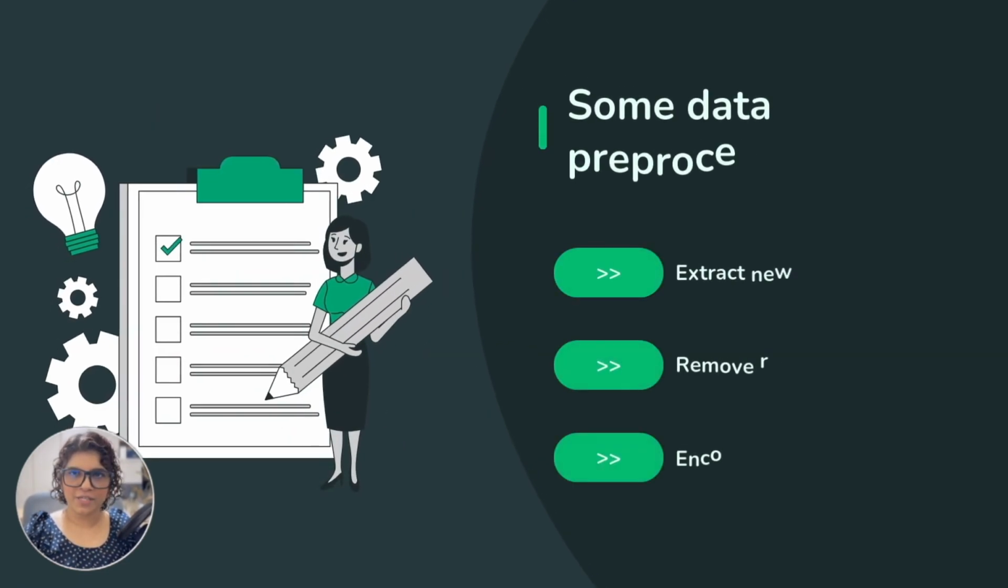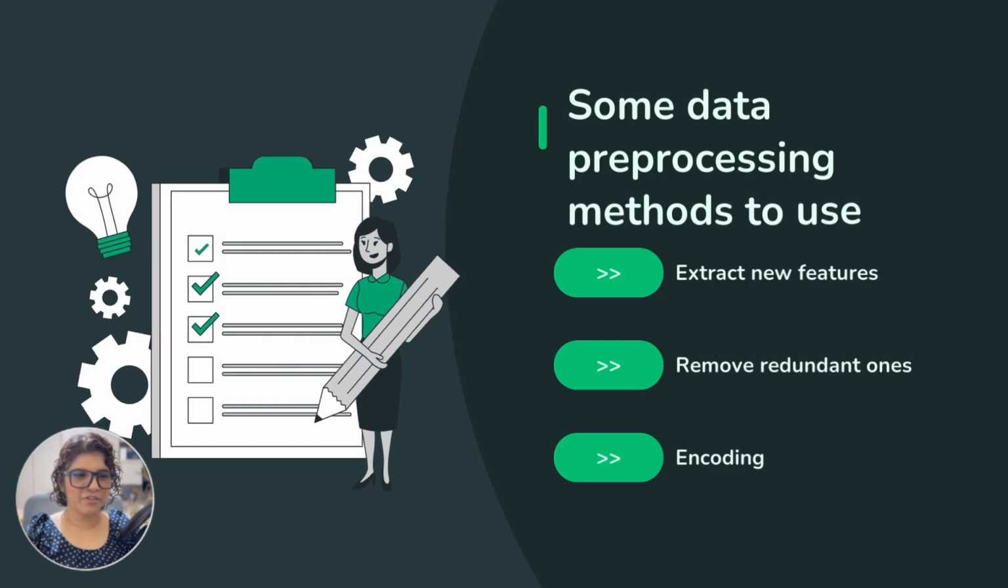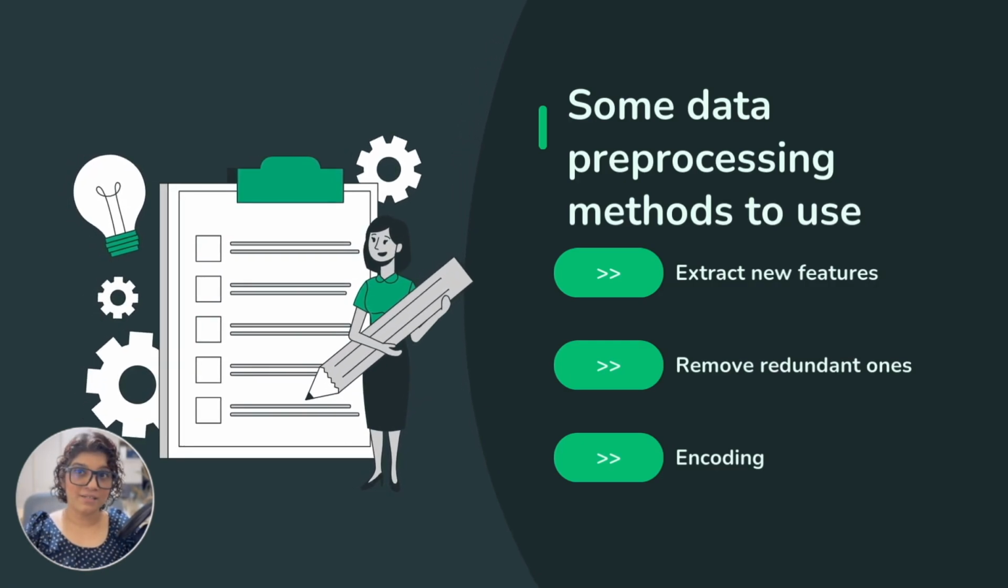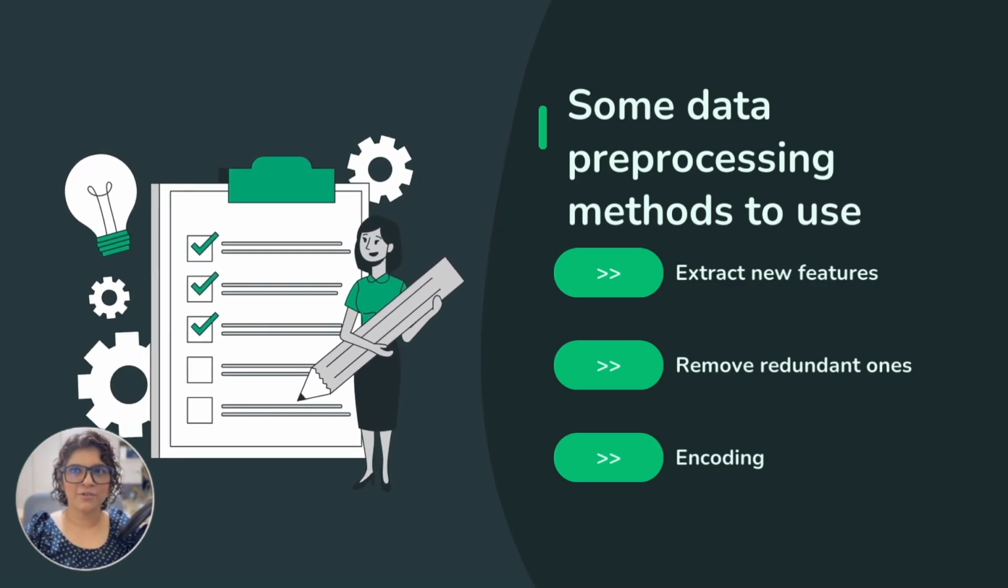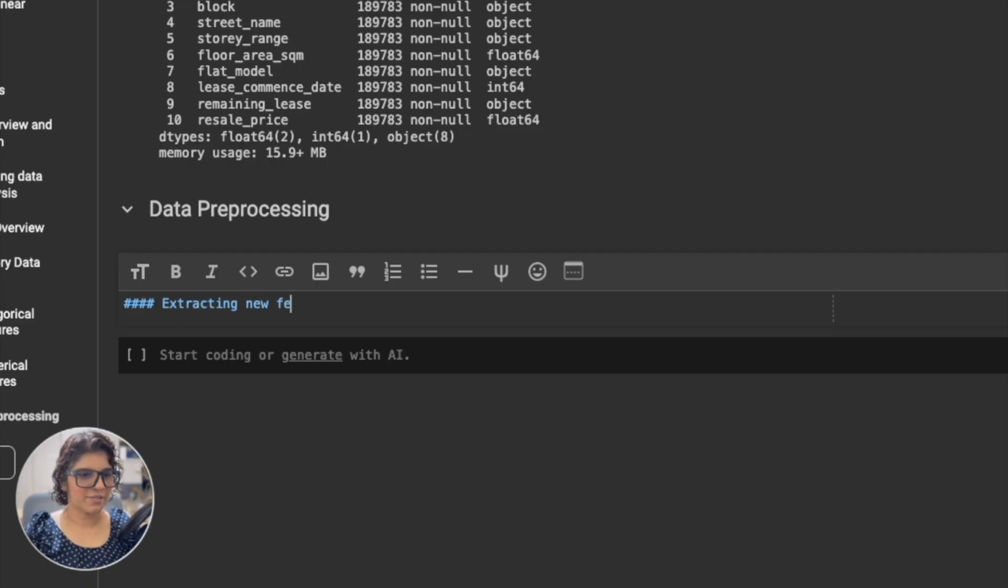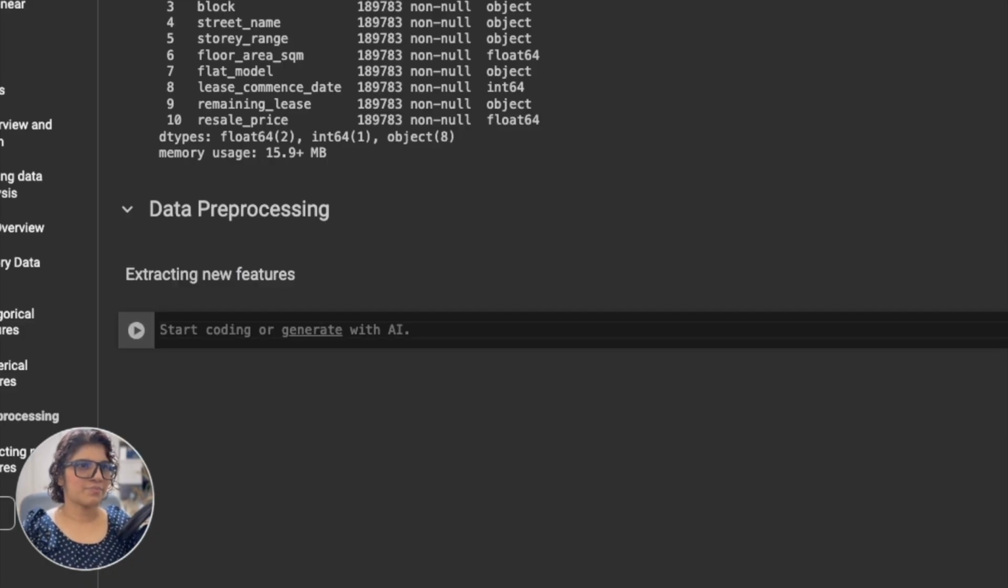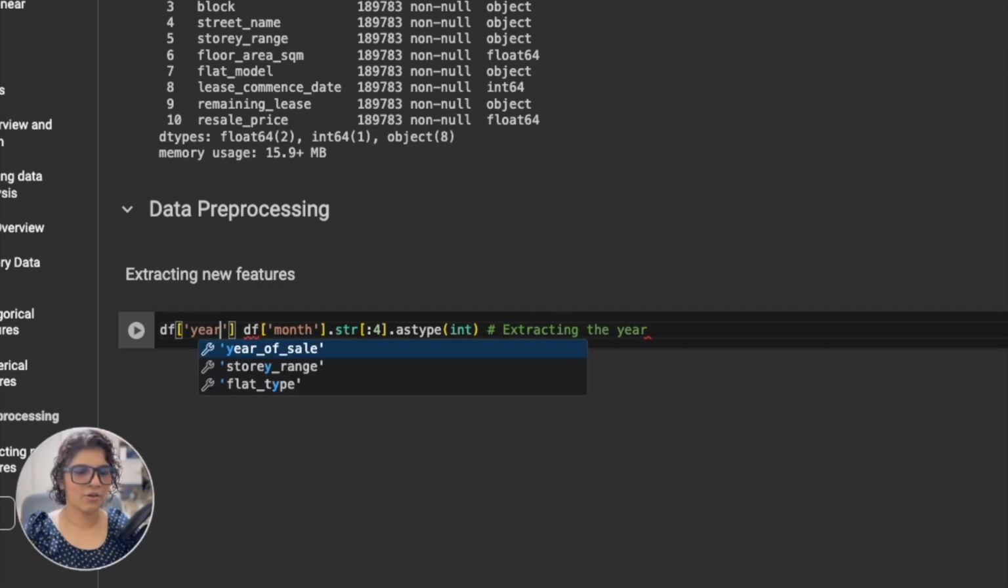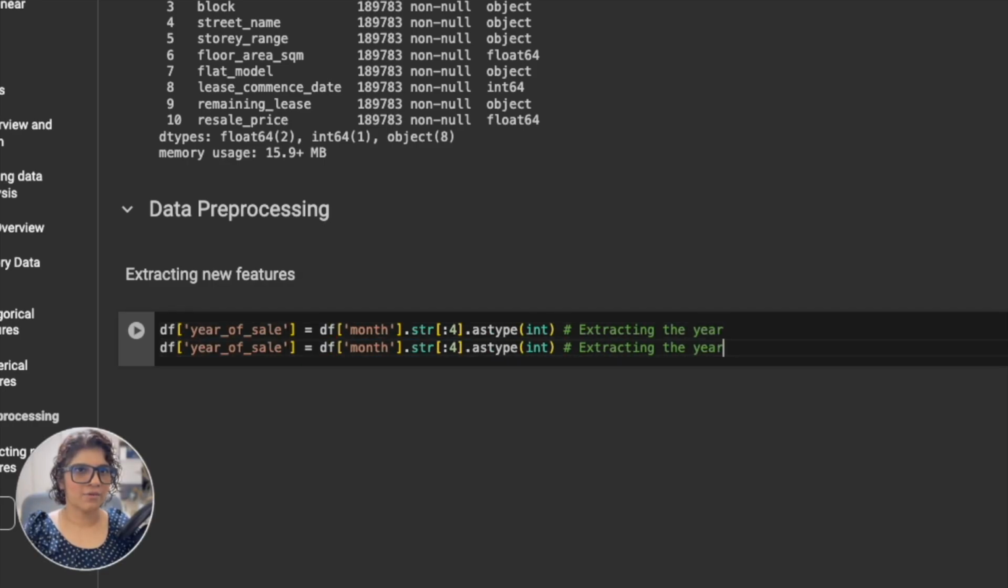We'll be doing a few things here, like extracting new features, dropping unnecessary features, and encoding categorical variables. What do we do first? Extracting new features. As we saw earlier, the month column contains both year and month in a single string, but we need to separate them for easier analysis. I'll split the month column into 2 new columns. Year of sale, month of sale.